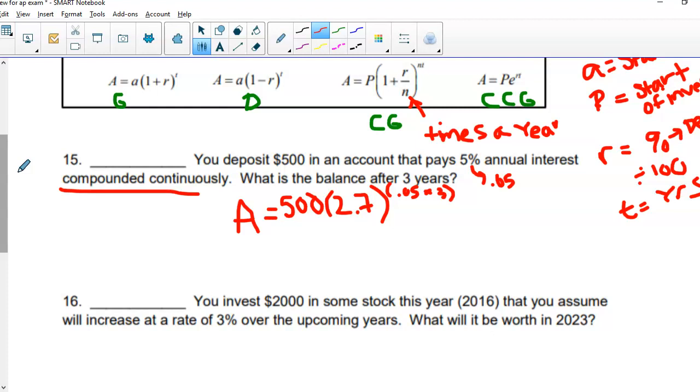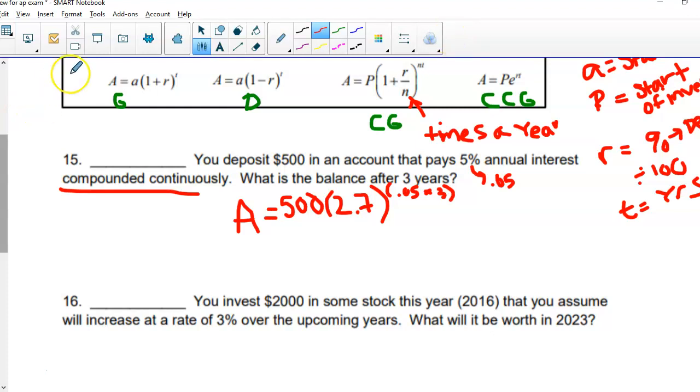Okay? Number 16, you invest $2,000 in some stock in the year 2016 that you assume will increase at a rate of 3% over the upcoming years. What will it be worth in 2023? Okay, now here's the big deal. They don't talk about anything about compounded. So right away we can cross these problems or these formulas off because there's no word compounded in here.